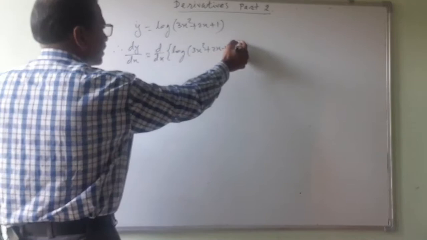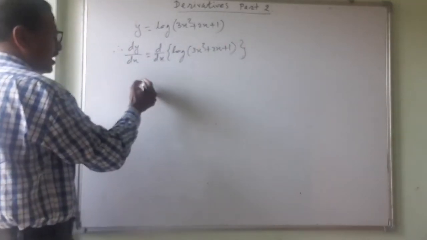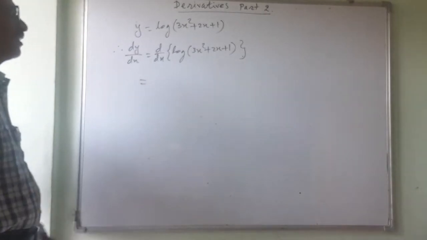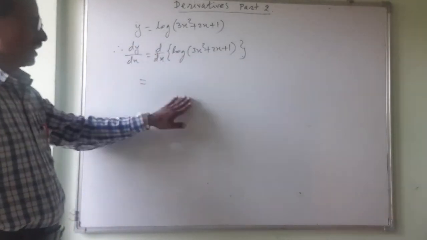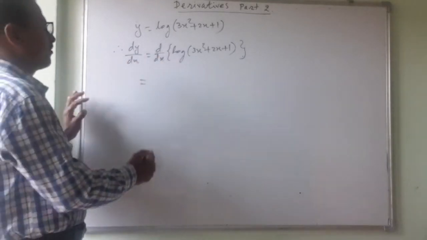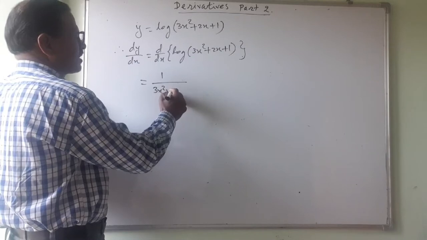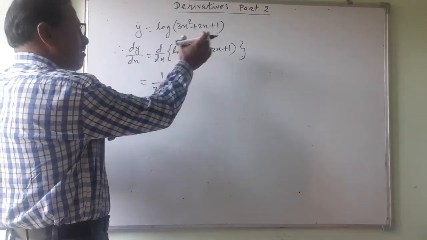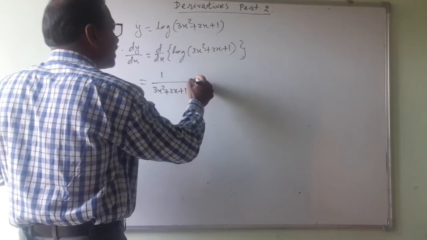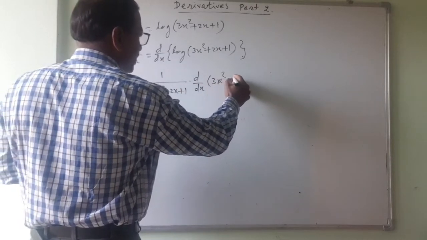Of this I am taking the derivative. That is equal to... Of this I am just taking the derivative. Log, derivative of log is 1 upon, what is 1 upon? 3x square plus 2x plus 1. Now this function's derivative is over. Now I have to take the derivative of 3x square plus 2x plus 1.